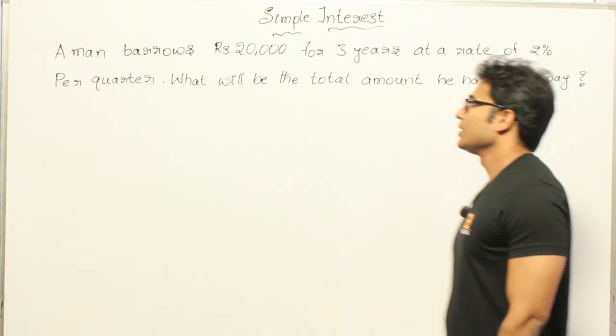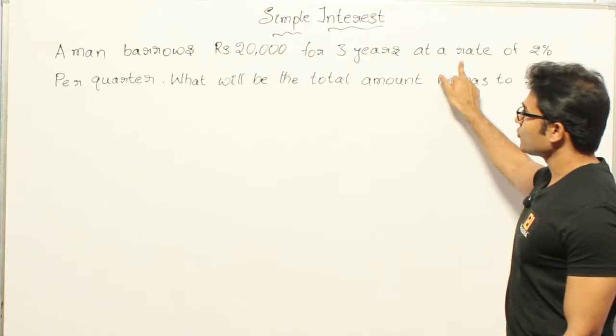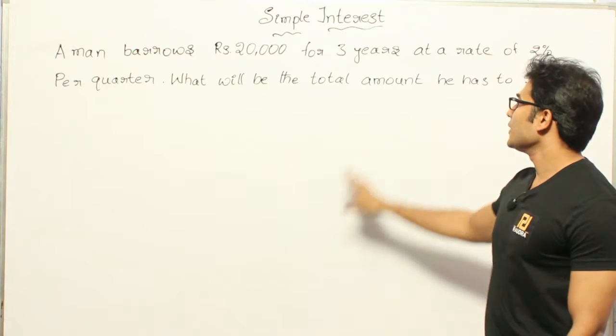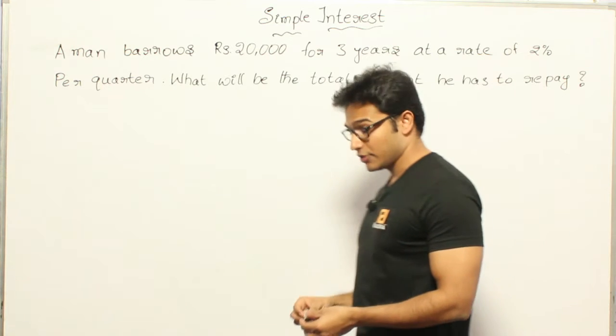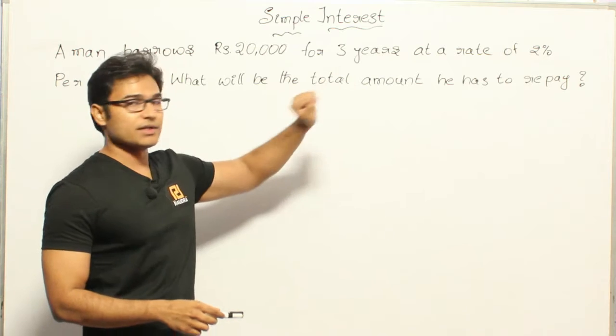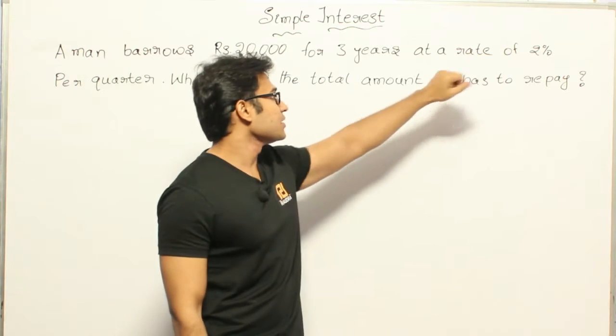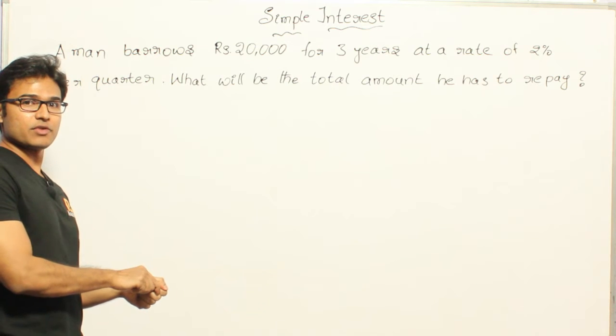Now let's see this question. A man borrows 20,000 rupees for 3 years at a rate of 2% per quarter. Then what will be the total amount he has to repay? Now it is the same as the earlier question, but the only difference is, if you observe, the time period is given in 3 years, but the rate of interest is given as 2% per quarter, right? That is the difference.